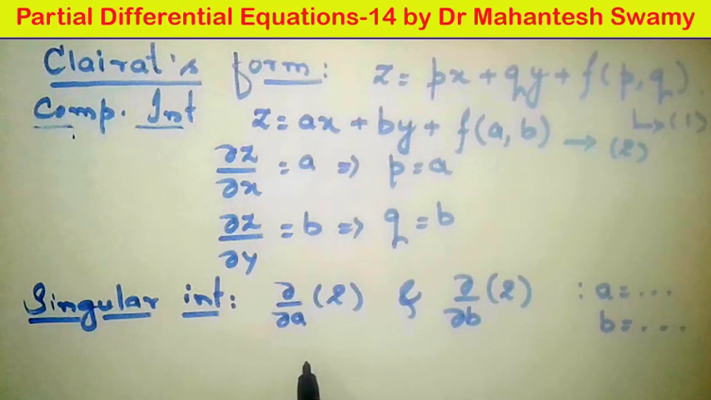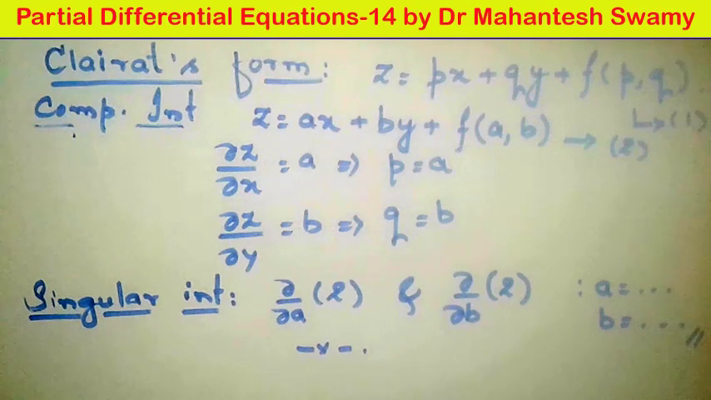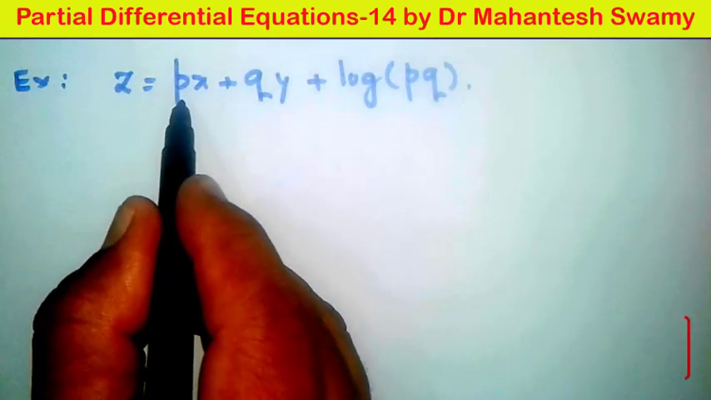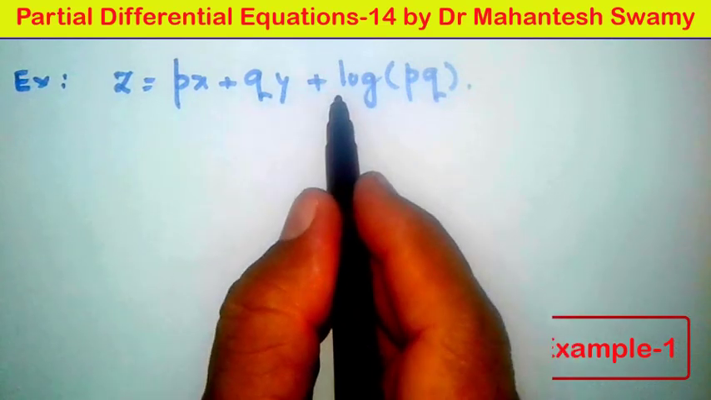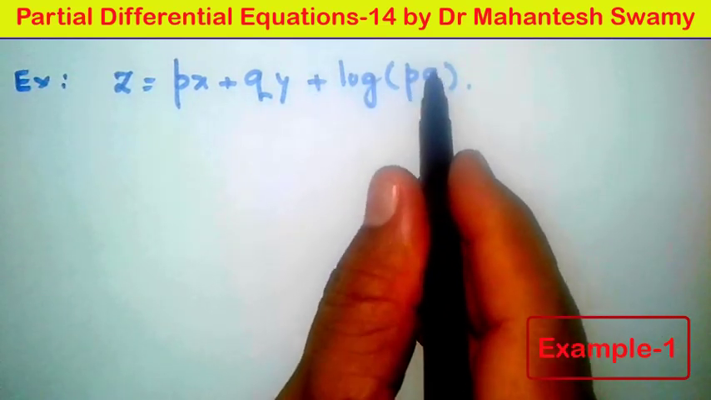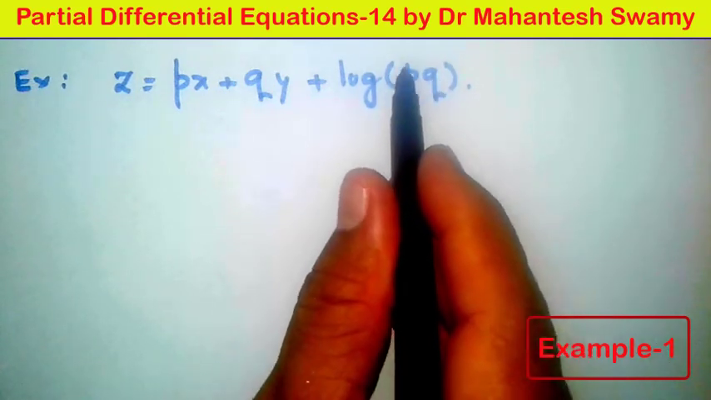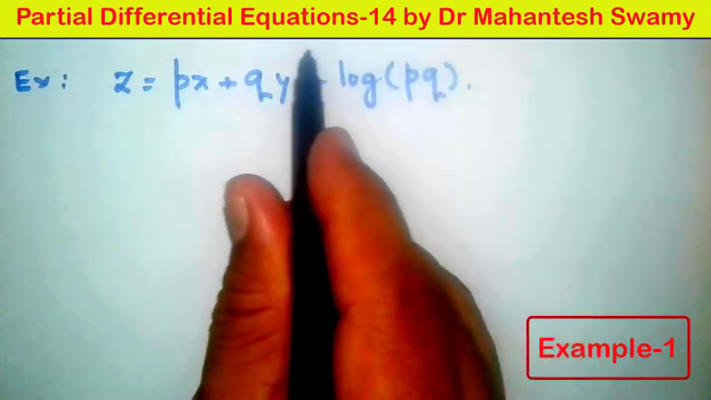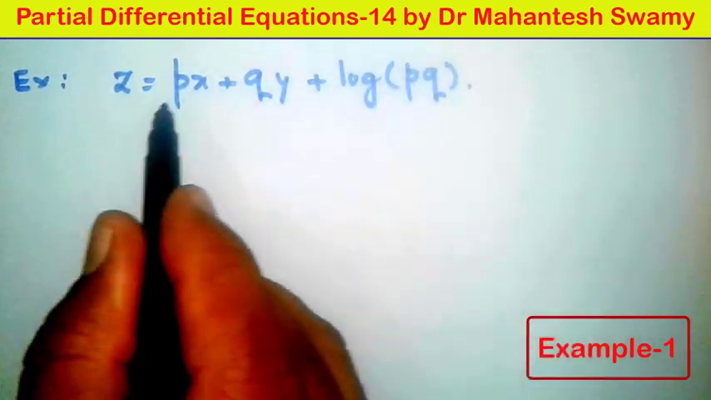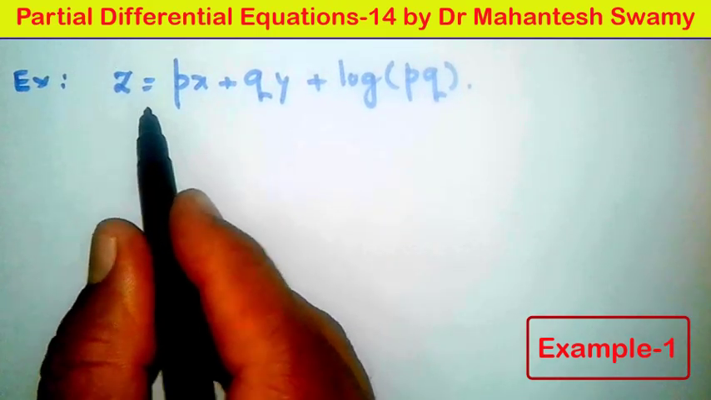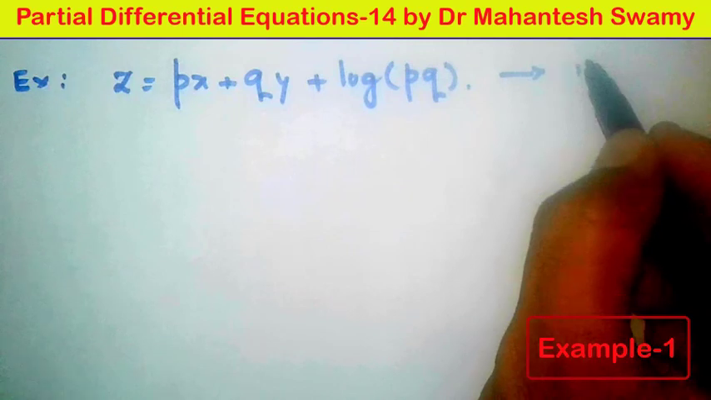So this is how one can get the singular integral of the given partial differential equation which is in the Clairaut's form. So now let us solve a couple of examples on this type of partial differential equations. So the first example is z equal to px plus qy plus log of p into q. It should be noted that this term is a non-linear term because it is the product of the derivatives. So therefore the differential equation is a first order non-linear partial differential equation, and it is particularly in the Clairaut's form. So let us call this equation number 1.